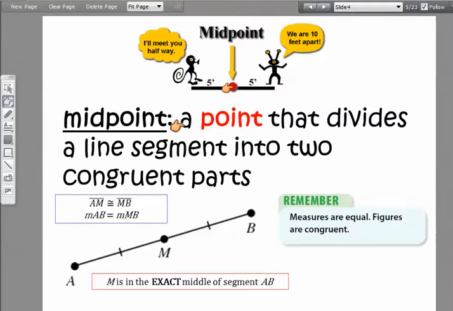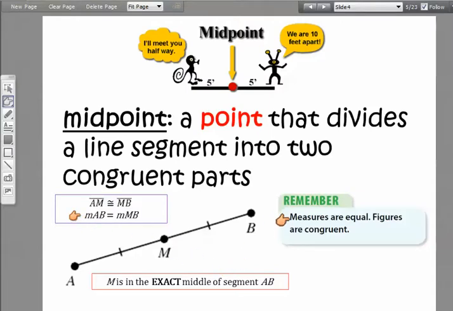So hopefully from that little graphic you've learned that a midpoint is a point that divides a line segment into two congruent parts. So you see right here in the word point, so a midpoint is a point and it divides it into two congruent parts. I put a segment down here for you, segment AB with M as the midpoint. This is how you would write it. You would say segment AM is congruent to segment MB, or the measure of AM equals the measure of MB.